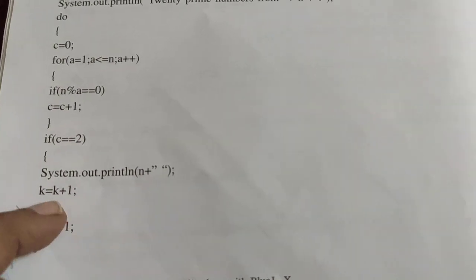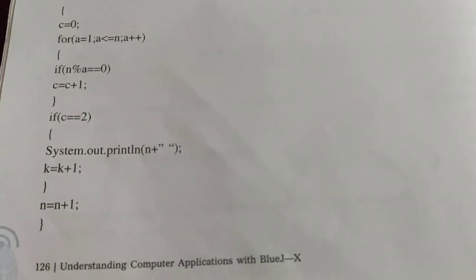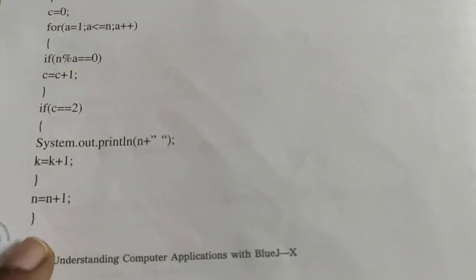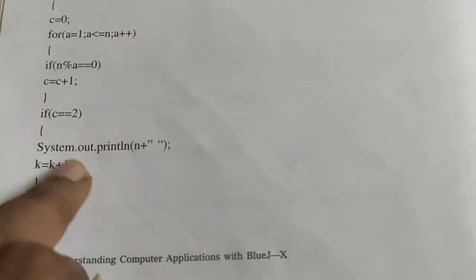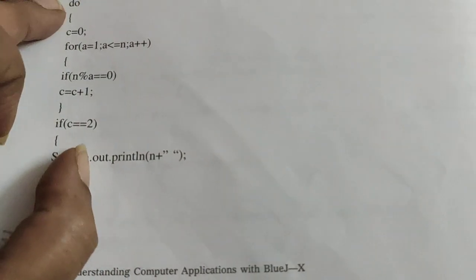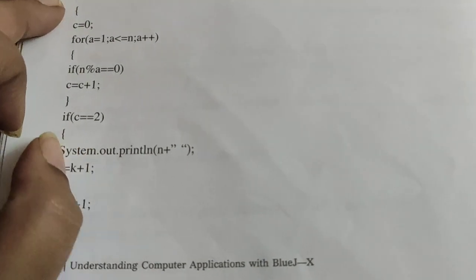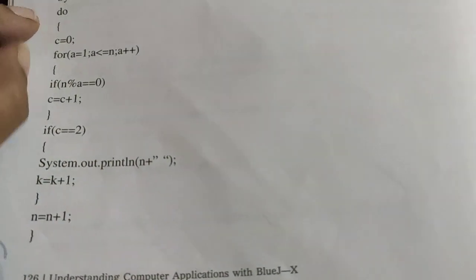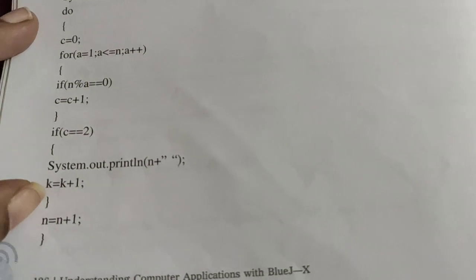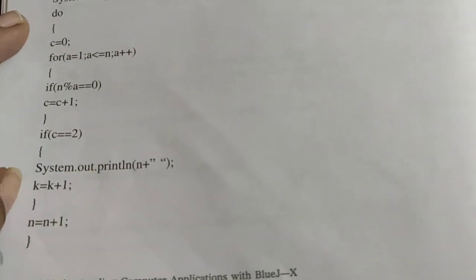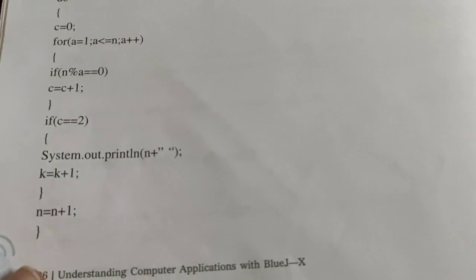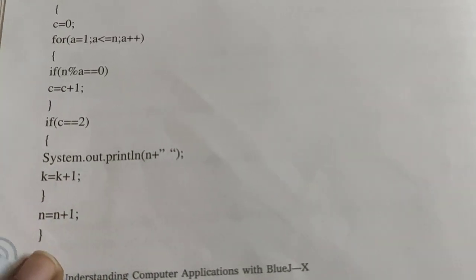I'll show what we are increasing k for, because this is going to be in the loop condition. The do is there, no? So we are going to give some condition. Only until that condition is met does this do while loop have to be executed. For that we have k is equal to k plus 1 and n is equal to n plus 1.